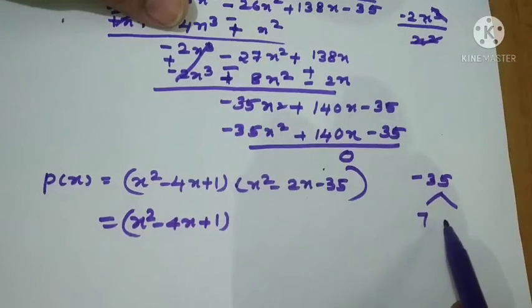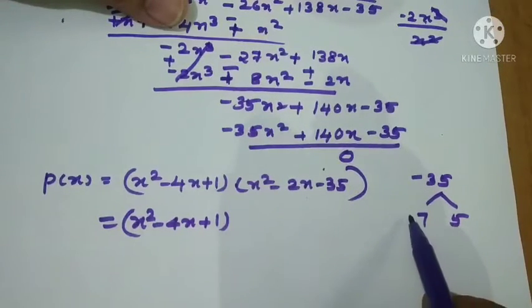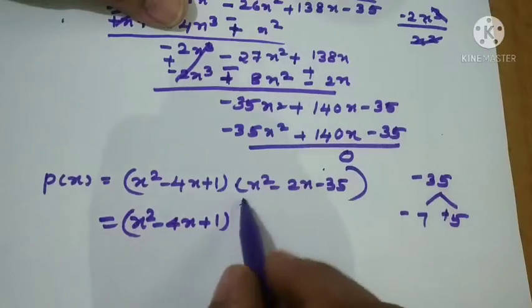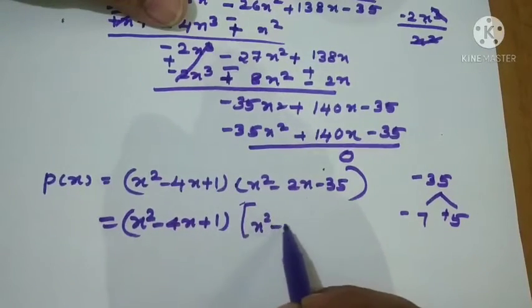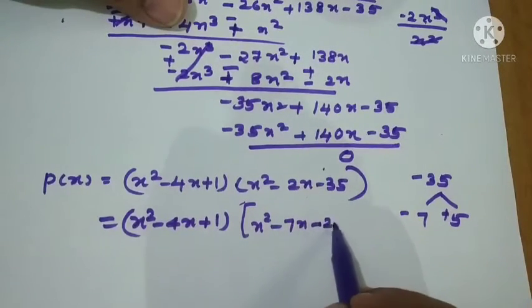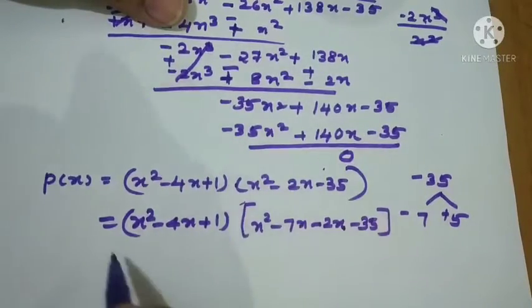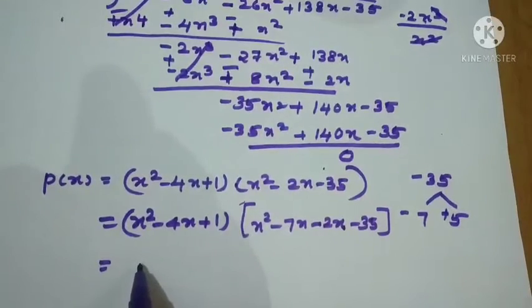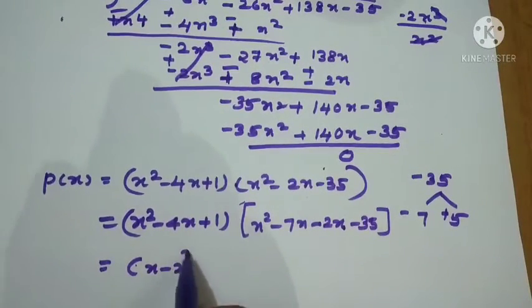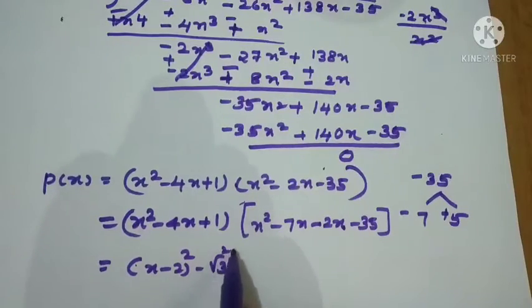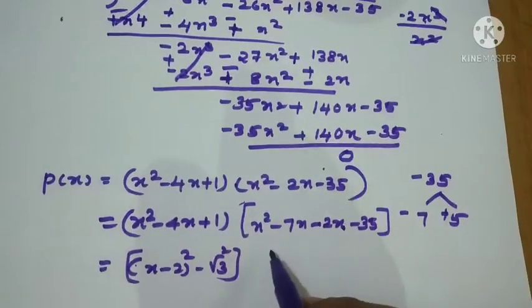Sum is 2 only. So 7 and 5 I had taken. This is minus and it is plus. So x square minus 7x minus 2x minus 35. So this I can write as x minus 2 whole square minus root 3 square. Directly we can write the answer there.